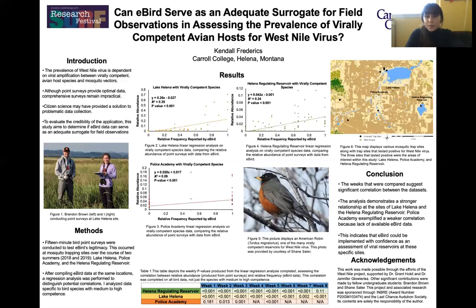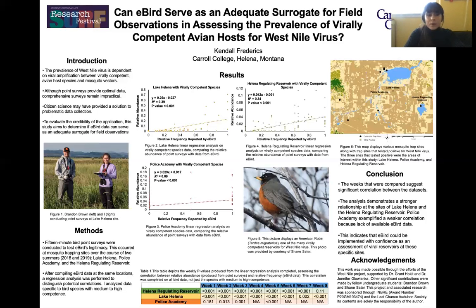So in conclusion, over the weeks that were compared, they showed significant correlations between the data sets. This indicates that eBird could be implemented with confidence as an assessment of viral reservoirs at these specific sites. So specifically in these locations, it could be used. eBird could be used as a surrogate.